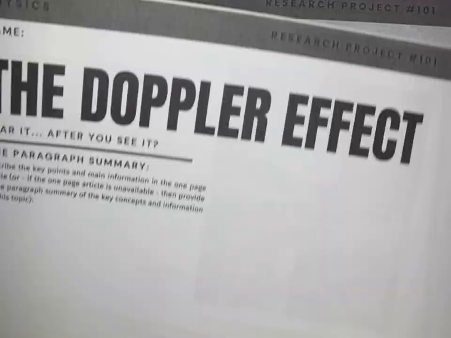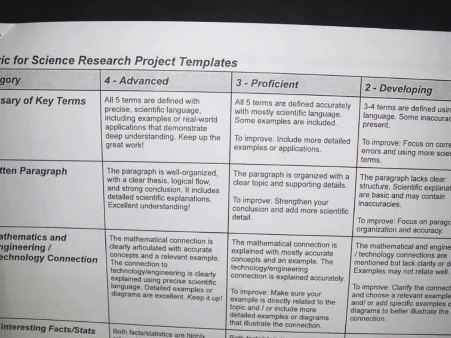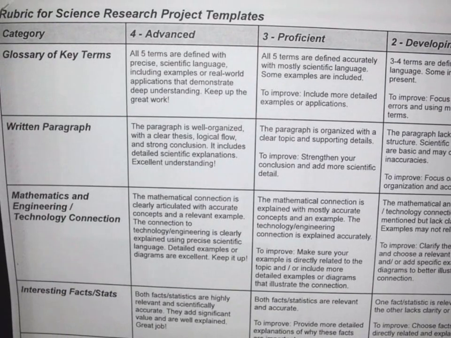Detailed paragraph. Now, y'all, this is what I'm meaning. This is at the very back. This is the rubric that I'm using to grade this. So your written paragraph, if you want full points on this, the paragraph is well organized with a clear thesis, logical flow, and strong conclusion. It includes detailed scientific explanation, excellent understanding. So it needs to be a heavy paragraph to be able to hit all of those things. So please give detail to this.